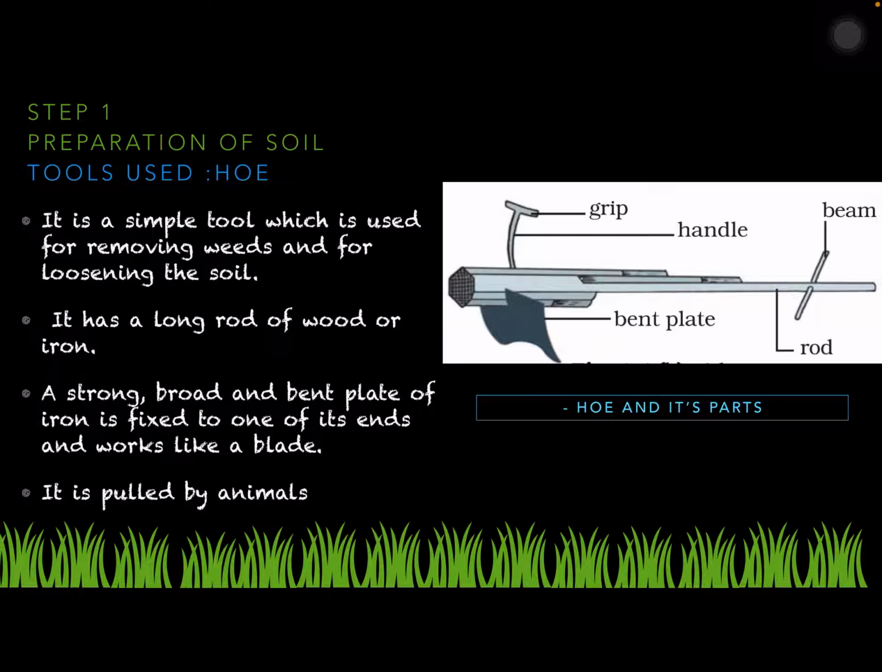Now next go to the hoe. It's a simple tool which is used for removing weeds and for loosening the soil. It has a long rod of iron. A strong, broad and bent plate of iron is fixed to one of its ends and works like a blade. So you can see the bent plate in the picture. You can see a grip, a handle, a beam, a rod. It is pulled by animals or sometimes even men use it.